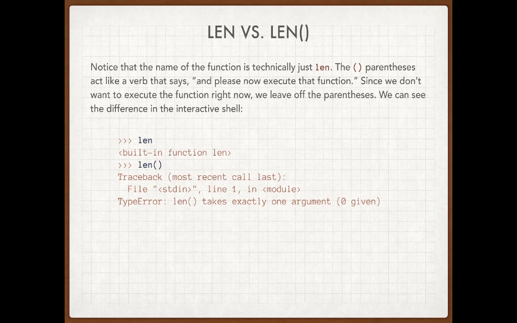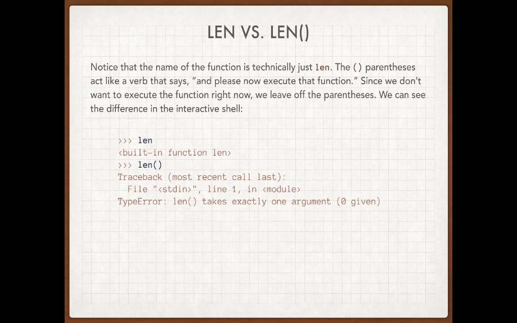If I ask the Python interpreter shell what len is, it tells me that len is a built-in function. But if I ask it what len is with parentheses on the back, you'll notice that I get an error, that the function takes exactly one argument, but I gave it 0. So in effect, those parentheses are actually a verb. And the verb says, go do that function right now, please. And in fact, this is how we call a function, is putting those parentheses on there.